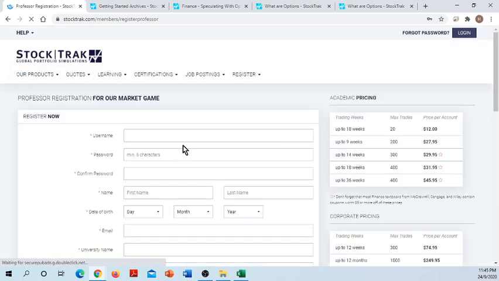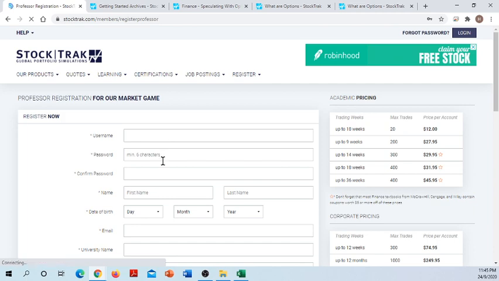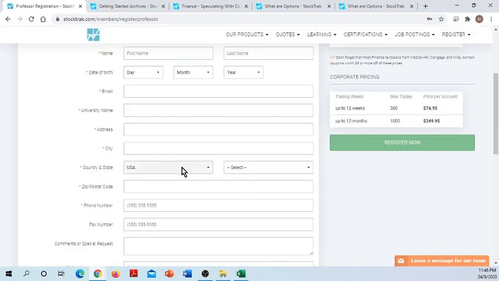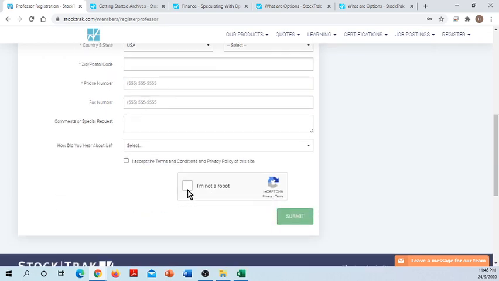So you fill in your username, you create a password, you add some other required information, and once you are done you click on submit and you are ready to set up a class.